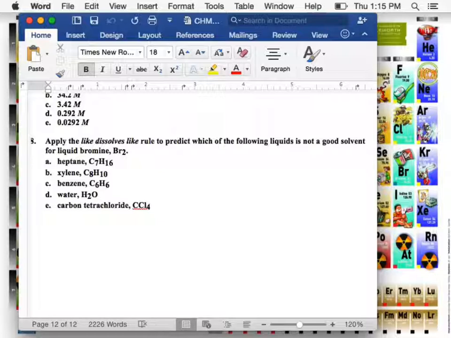Right? So, in addressing this question, apply the like dissolves like. This is really like forces dissolves like forces. Rule is a horrible word, but approximation. Okay, to predict which of the following liquids is not a good solvent, as soon as I see the not, I would try and box it. If you've got a different color or a highlighter, use it. Okay, this is 68. Okay, is not a good solvent for liquid bromine. Okay, not a good solvent.